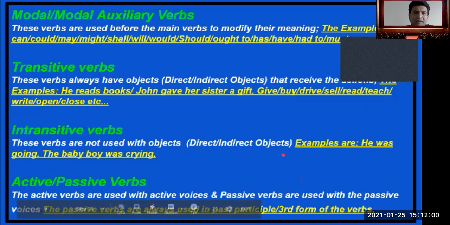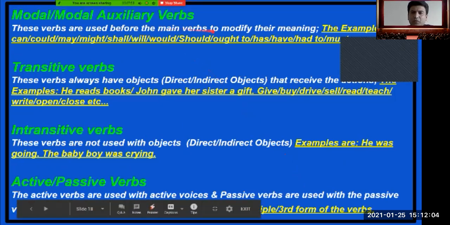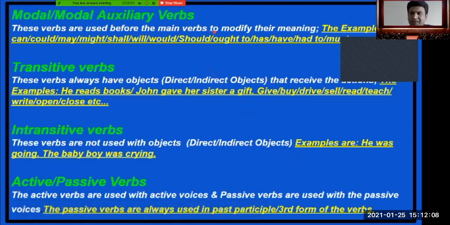And then there are modal or modal auxiliary verbs. They are words that come before other words and they modify their meaning, and they are very important for new learners. In my opinion, if new learners learn these modal verbs, they can speak around 40% to 50% English. They can convey their meanings, if they know the proper usage of them. And their examples, what are the modal verbs we can find here? Can, could, may, might, shall, will, would, should, ought to, has to, have to, had to, must. These all are modal verbs. I'll make a separate video for modal verbs to make you understand them appropriately, as they are very significant.